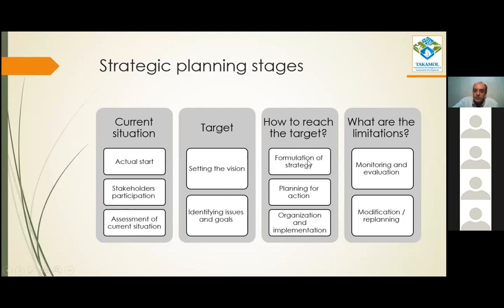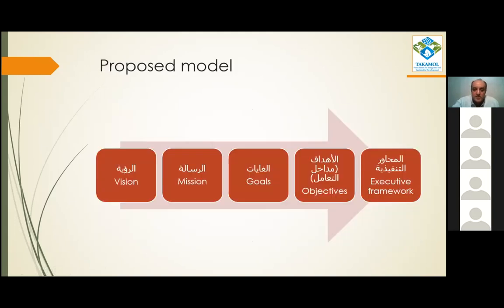And then how to reach the target: we formulate a strategy, then plan for the action and organize the implementation of the interventions. And then we monitor and evaluate the interventions and their impact, and we make the necessary modifications, or we may even replan the whole area. So these are setting the vision, the mission, goals and objectives, and then putting the necessary framework.